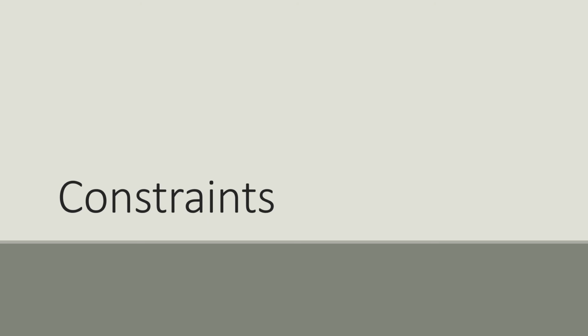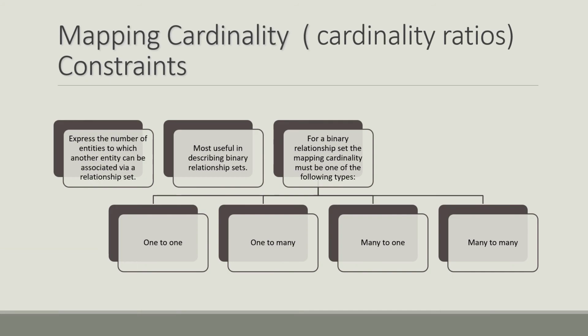In ER diagrams, the next point we have to study is about constraints. We know that constraints means condition. So, one important constraint that we are going to study is about the mapping cardinality. Mapping cardinality constraint is also called cardinality ratio.